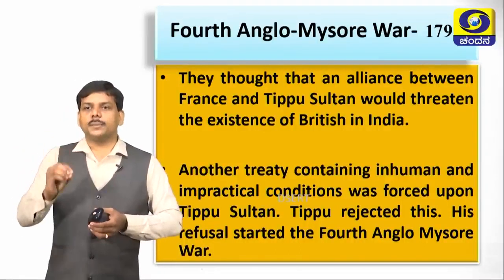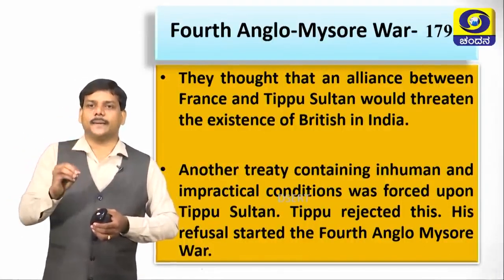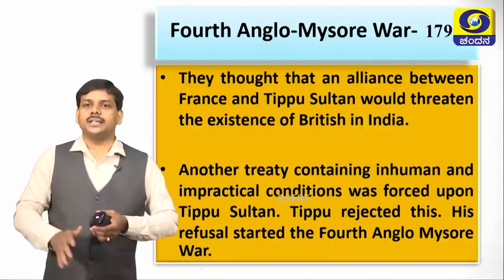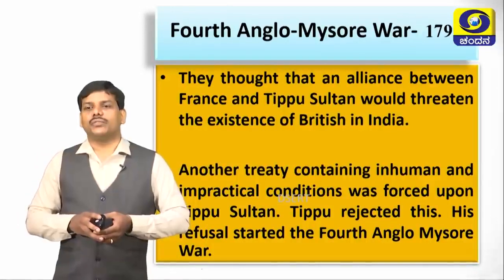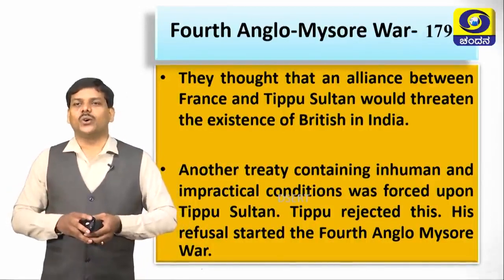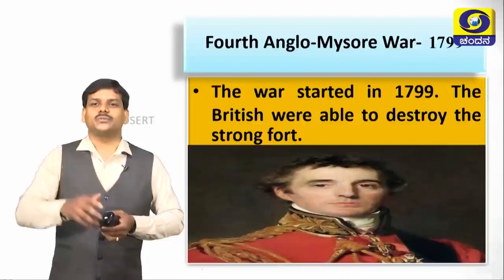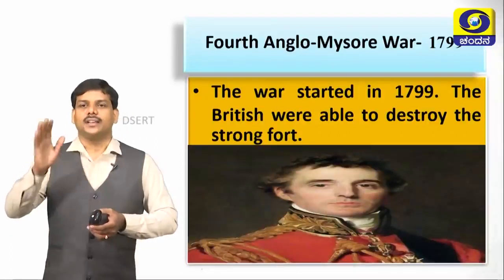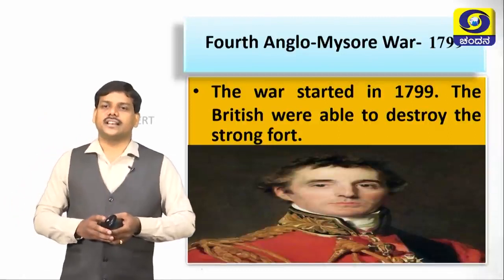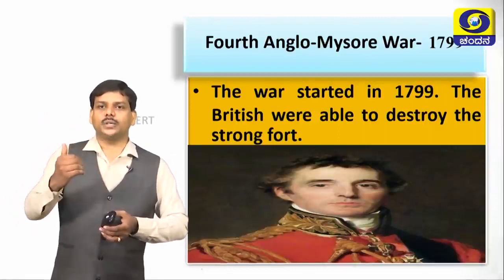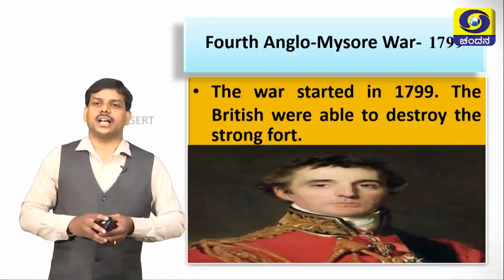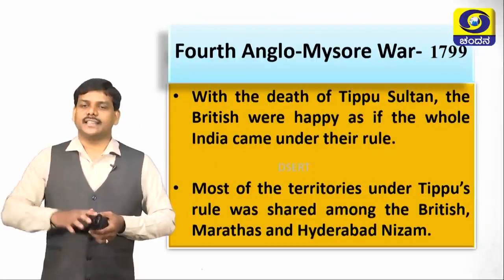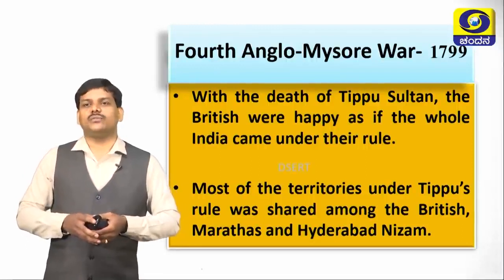And also Tipu was forced to sign a subsidiary alliance system by Lord Wellesley, but Tipu rejected it. Finally, it led to Fourth Anglo-Mysore War, which was fought in the year 1799. In this way, Lord Wellesley was the Governor General and he was the leader of the British Army here. In this way, Fourth Anglo-Mysore War started. At the end, Tipu died in the battlefield.